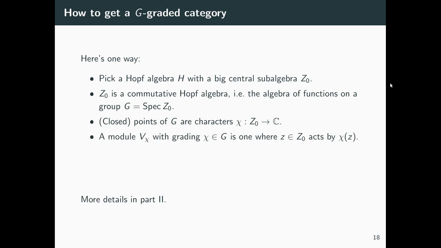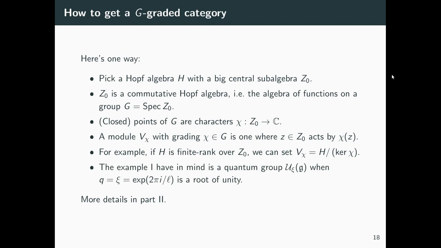And then a module that lives in degree chi in G, where I'm calling it chi instead of G because I'm thinking of it as a character, is one where the central subalgebra Z naught acts by chi of Z. So the action factors through that particular character of the central subalgebra, which gives you the grading. One reason we want Z naught to be big is that if H is finite rank over Z naught, so almost all of H is given by elements of Z naught, then you can just set V sub chi to be H mod the kernel of chi. So it's sort of like taking the adjoint representation or something.